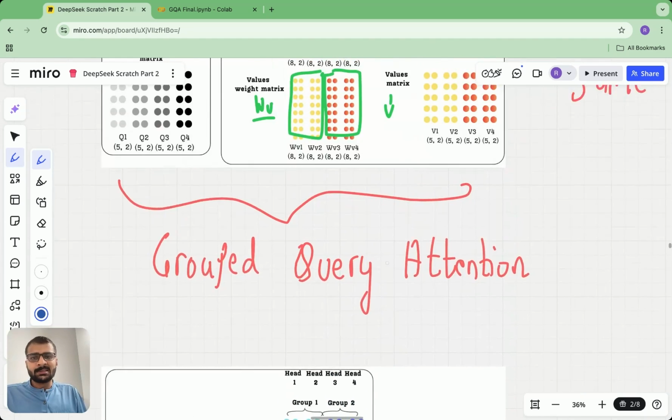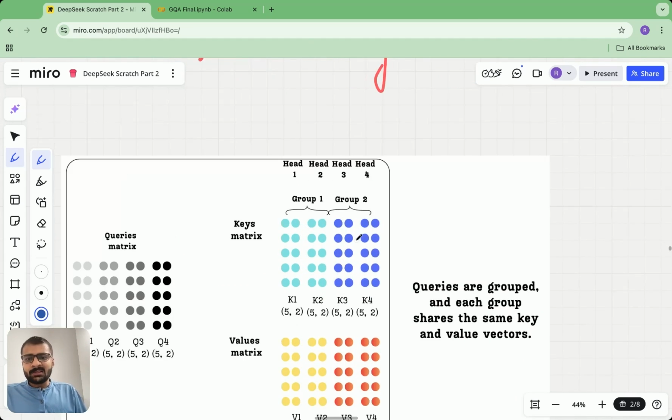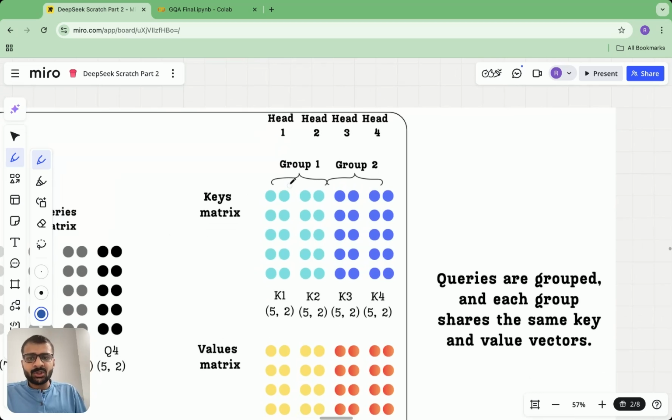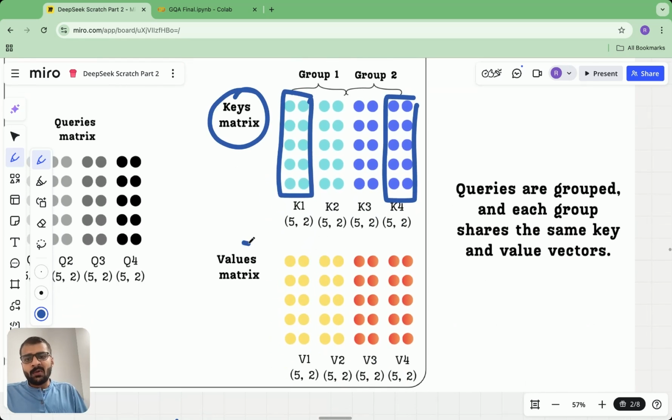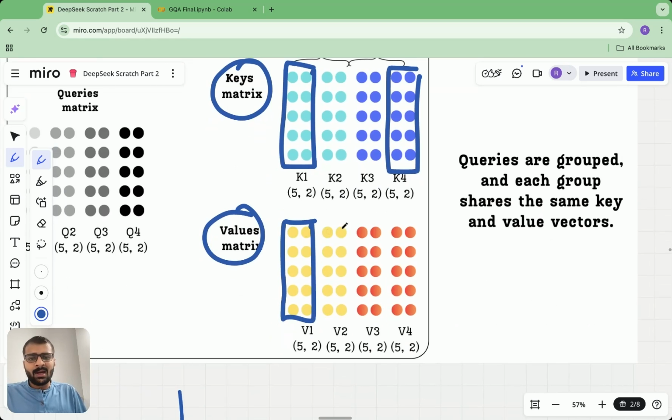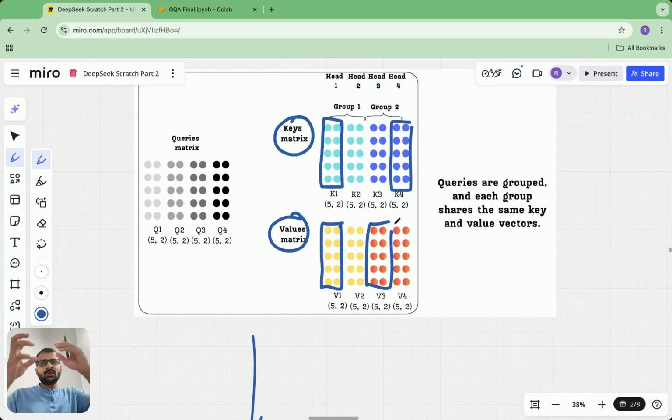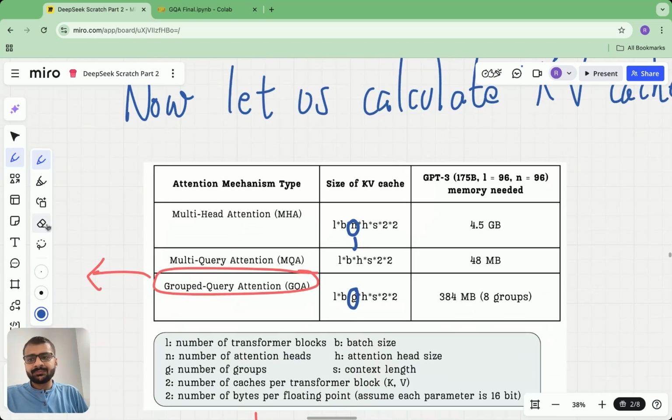So for example, in this case, what do I need to cache? I need to cache only one matrix from group 1, and one matrix from group 2. That's it in the keys. For the values, I need to cache one matrix from group 1 and one matrix from group 2. So essentially, based on the number of groups which I have, I need to cache that many matrices. If I have 10 groups, I cache 10 matrices, one from each group. So this n factor here is now replaced with G. So let's say in DeepSeek, this n was 128.